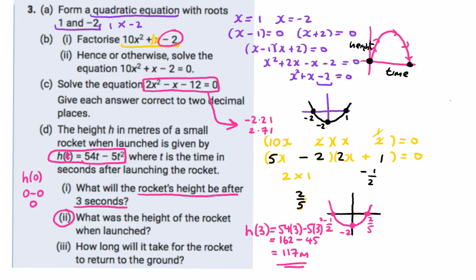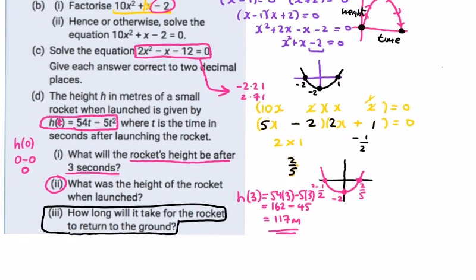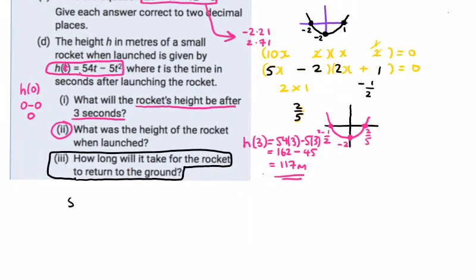How long will it be before the rocket returns to ground? So we can say that the height is going to be 0, and we'll get a second time for t. Let's do that. 54t minus 5t squared is equal to 0. So we can factorize this. The only thing common on the outside is t, leaving inside 54 minus 5t.